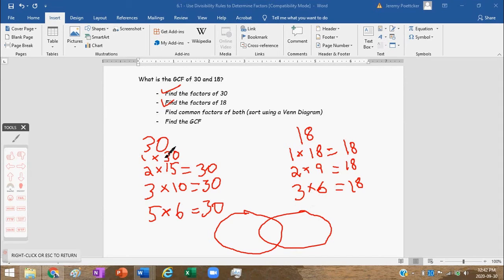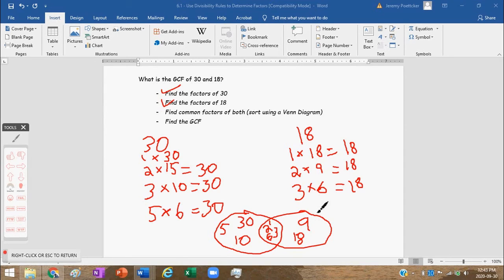Alright. So here's for 30. A common factor is going to be 1. A common factor will be 2. Common factor will be 3. Common factor, let's see, there's no 4. 5 is only over here. Oh, 6. That's in both of them. 10 is only over here. Oh, 9. Missed that one. That's only over here. I guess 30 is only over here. 18 is only over here.